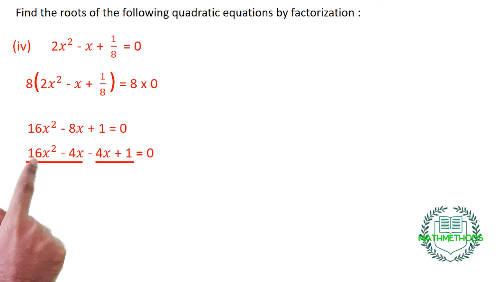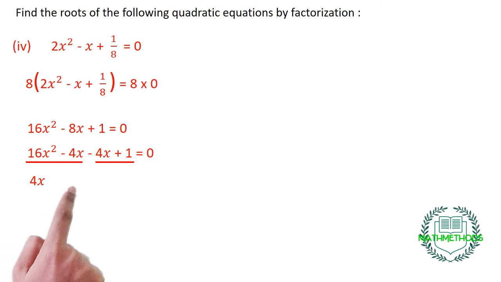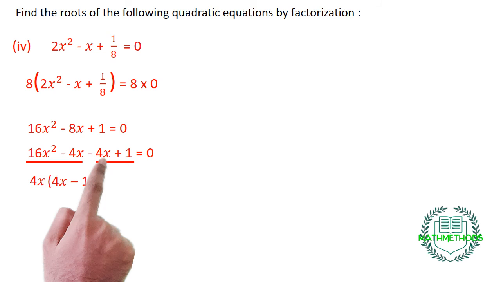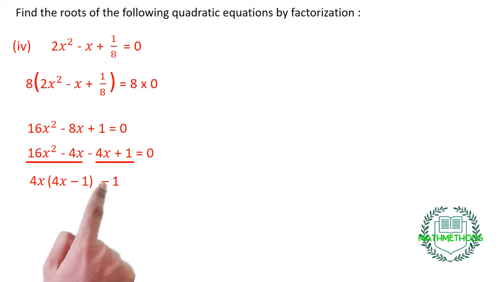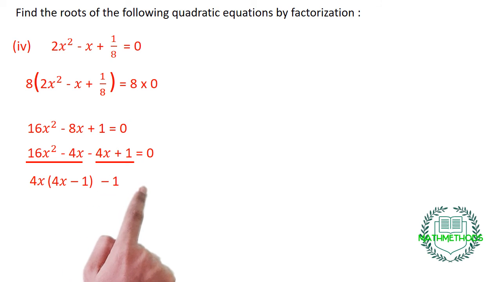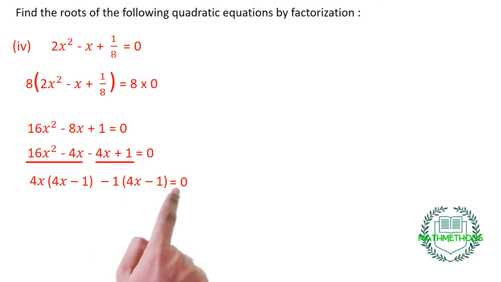Now 16x squared and 4x both have 4x as a common factor. Take out 4x as a common factor and into bracket we'll have 4x minus 1. Similarly, minus 4x plus 1 have minus 1 as a common factor. Take out minus 1 as a common factor and into bracket we'll have 4x minus 1 equals 0.